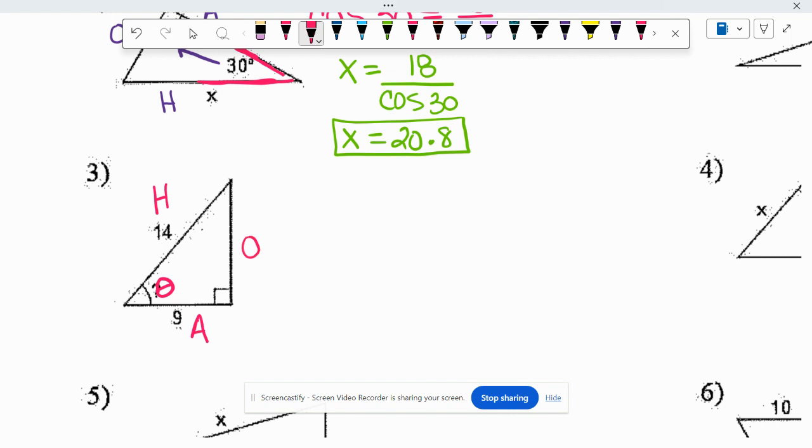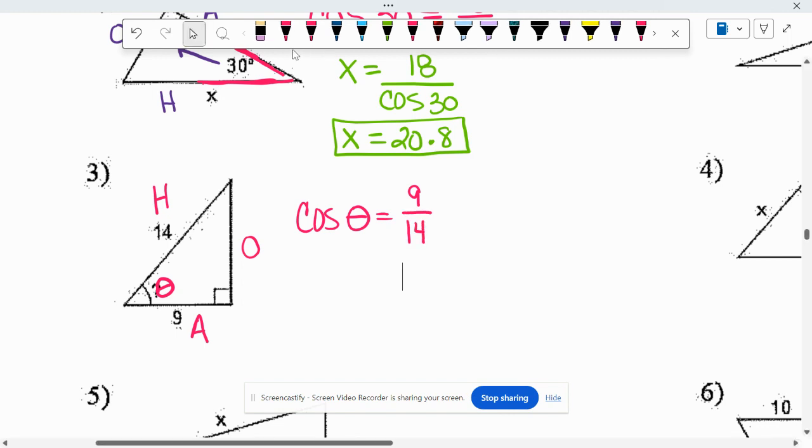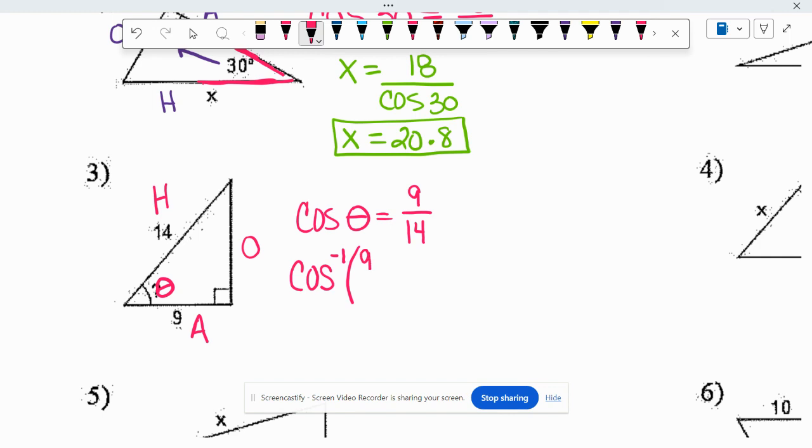Okay. So what trig function uses A and H? So the cosine of theta is the adjacent over the hypotenuse. So now what do I do? What's that called again? Inverse. I have to use the inverse function. So the cosine of -1 times 9 over 14 equals theta. No shout outs. Parker, put this into your calculator. I want to make sure you know how to do it.